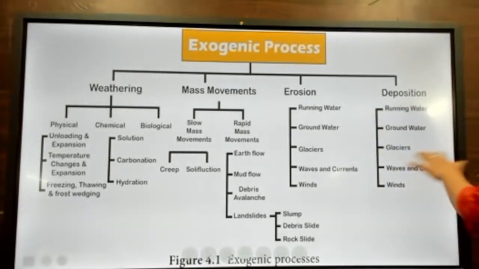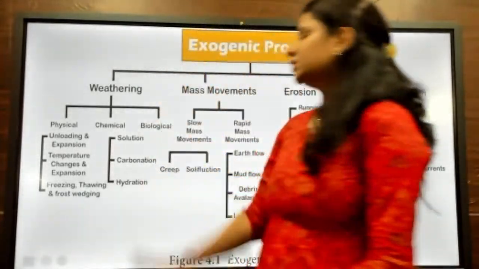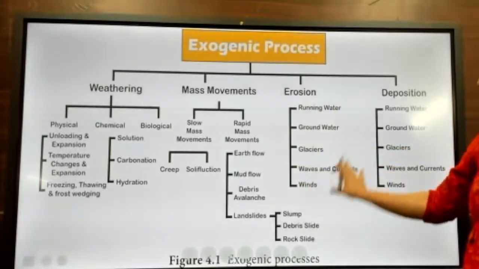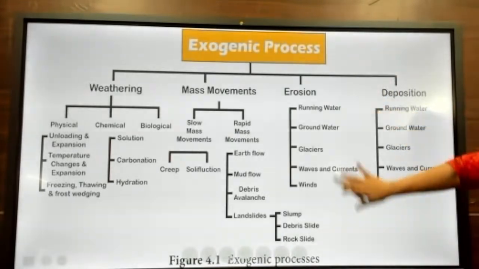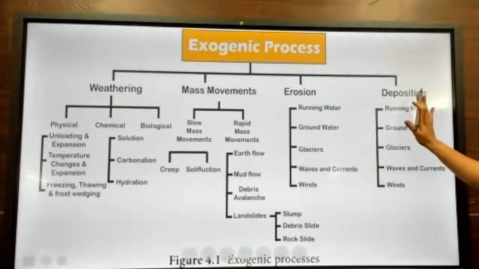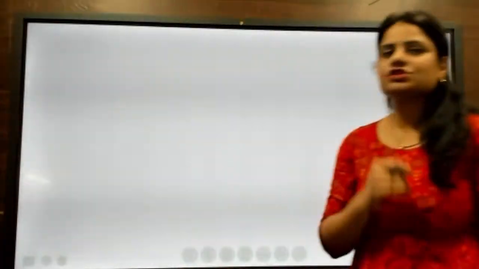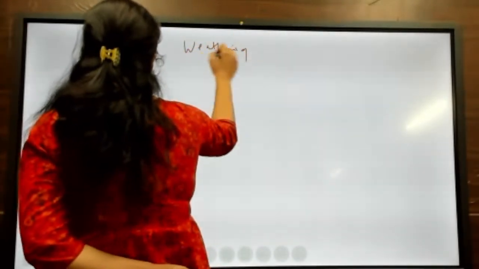So now we'll start with these things, and then we will see what the exogenic processes are. In this exogenic process, we will also talk about the erosional and depositional features. This portion is the most important when we talk about this chapter. Inside this exogenic process, the first one is something called weathering, right?